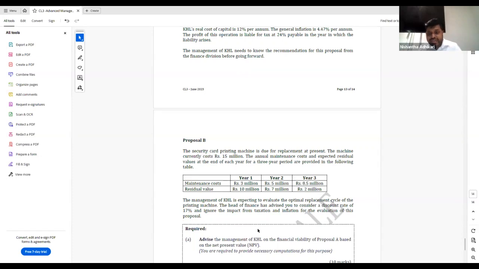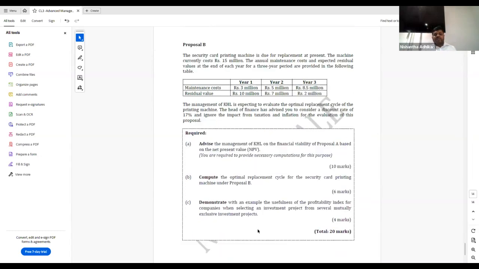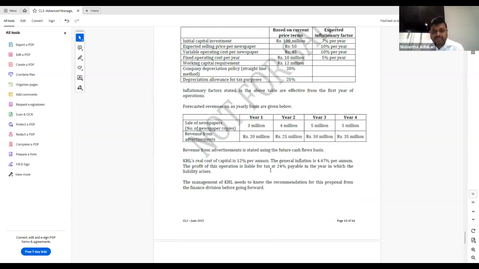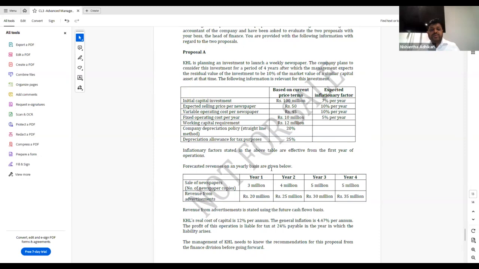The management of KHL is expecting to evaluate the optimal replacement cycle of the printing machine. The head of finance has advised you to consider a discount rate of 17% and ignore the impact of taxation and inflation for evaluation of this proposal. Now we have to work out this solution quickly. We have to evaluate this proposal.